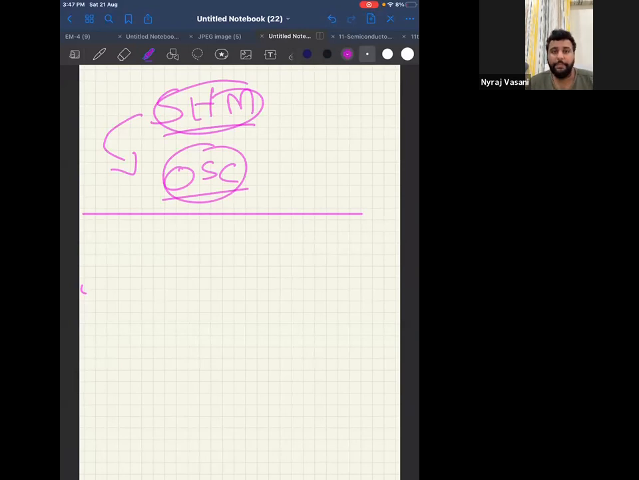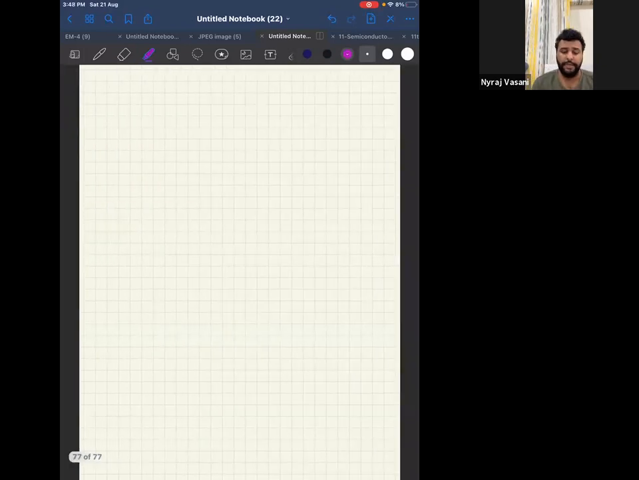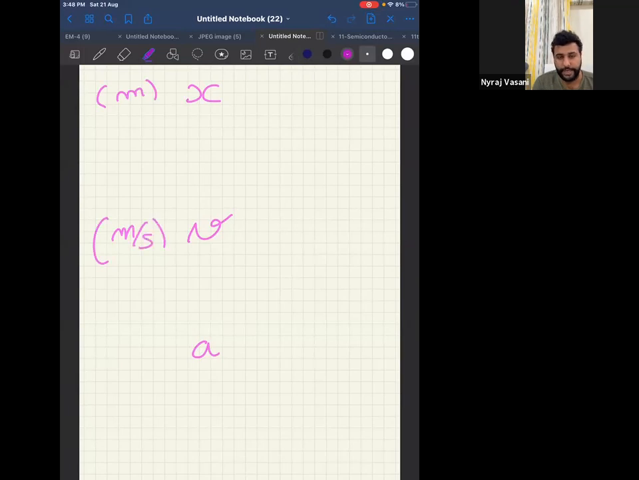But before that, to enter the chapter, we need to know a few things. The first thing you will need to know is the relation between displacement, velocity, and acceleration. It's mandatory to know the relation before you start the chapter. As we know, the unit of displacement is meter, because we did it in the previous recording. The unit of velocity is meter per second, and the unit of acceleration is meter per second square.